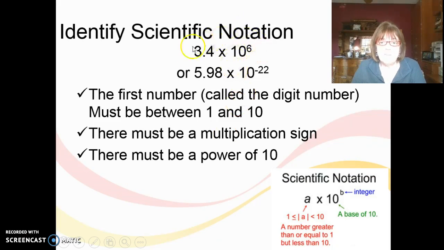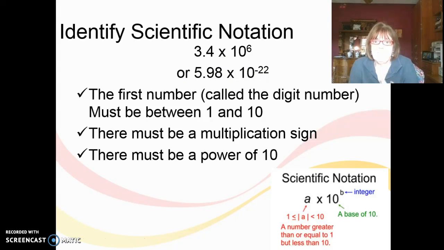So, here's a pretty big number. Here's a pretty small number. You know how I know that? Even though they look very similar. This number, even though 5.98 is bigger than 3.4, I know this is a really tiny number because, looky there, there's a negative sign in front of the exponent. That makes this a really small number, and we're going to go into more detail in the next lesson on what we do about that.